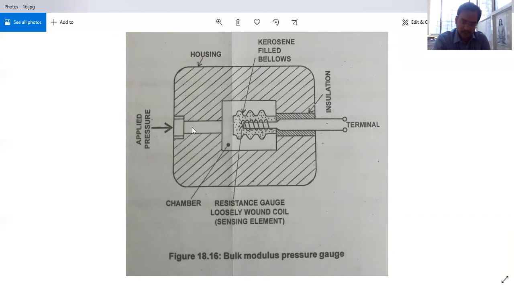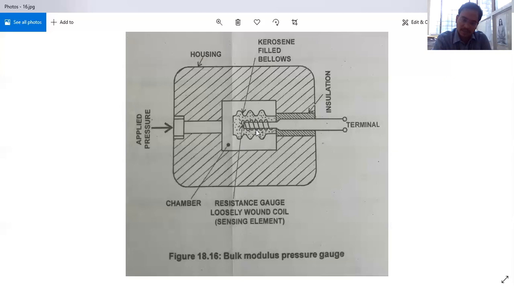The applied pressure is separated with a bellow. It is filled with some kerosene. Kerosene is a damping medium. It will not cause any destruction. In order not to get destructions, we are using a medium, an oil-like thing. Here it is kerosene. That is a fluid, so that this bellow will not get destructed. It will add some strength to the bellow.